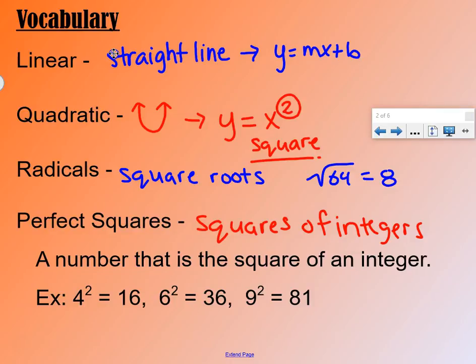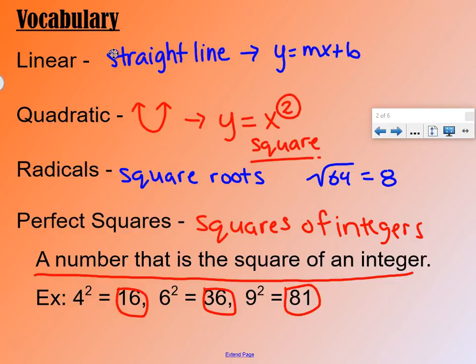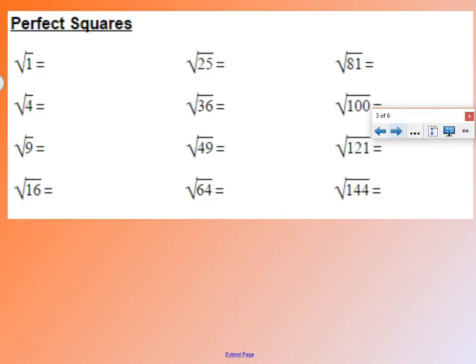So I actually have that written down right here as well, and then I have some examples. 4 squared is 16, so 16 is a perfect square. 6 squared is 36. 36 is a perfect square. 9 squared is 81. 81 is a perfect square. Now, we have a space for us to list out the perfect squares because these are going to be helpful for us in this lesson.